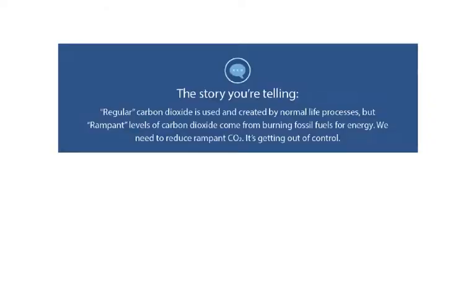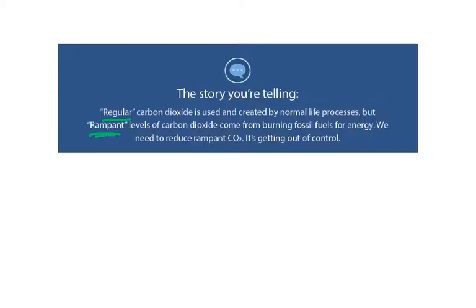So here for the rampant versus regular carbon dioxide, the story that we're telling in this scenario is that regular carbon dioxide is used and created by normal life processes. So there's always been carbon dioxide around and we actually need it for some things. But what's happening now is we have these rampant or out of control levels that are too high, and those levels of carbon dioxide come from burning fossil fuels for energy. And so we need to reduce that rampant level of CO2 because it's getting out of control.